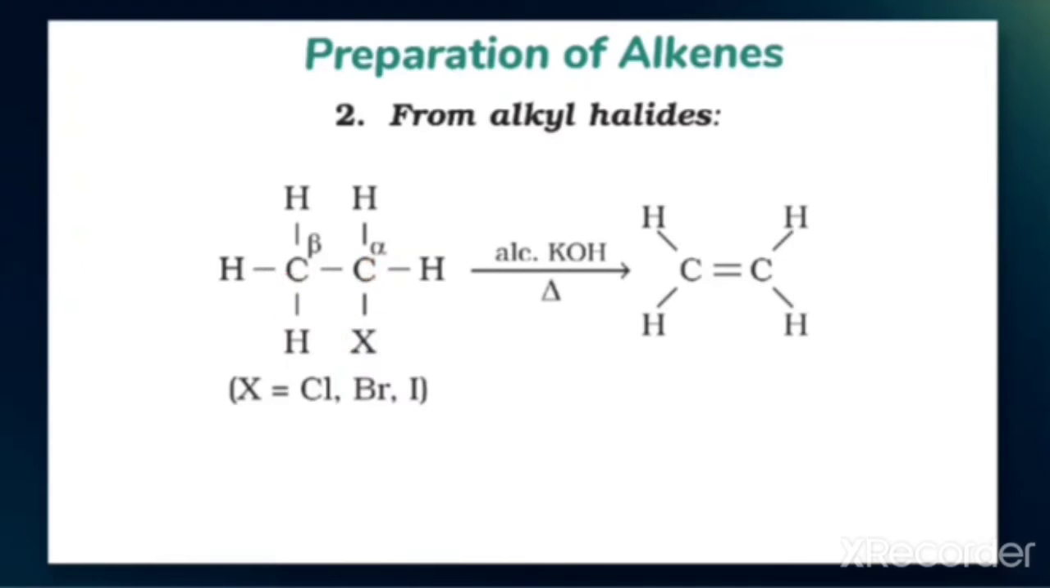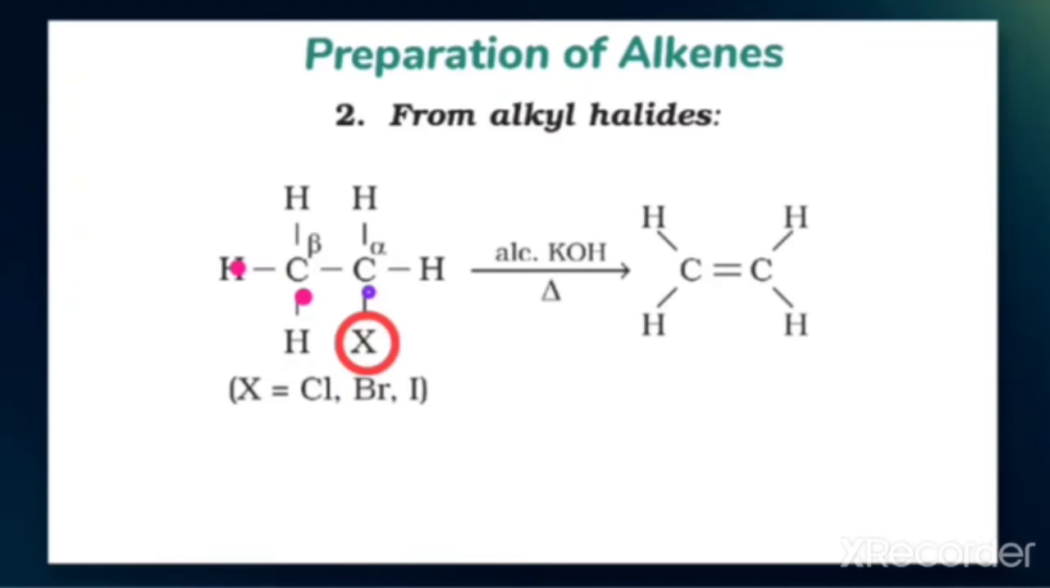So once again I will focus here. First of all, identify where our halogen is. This is our halogen. Now look at where it is attached. It is attached to this carbon. That carbon is called the alpha carbon. And the neighboring carbon of the alpha carbon is called beta, and if further carbons are there, they will be gamma carbons. So here we have identified which one is the alpha and beta carbon.